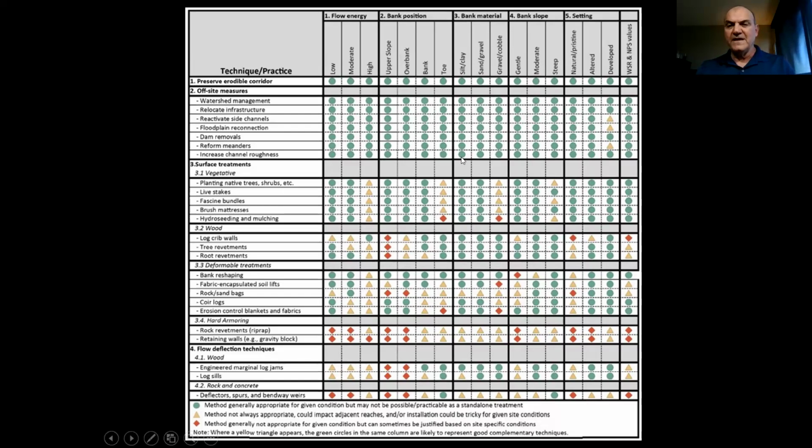So, again, we don't really have time to delve into the nitty gritty of this diagram. But if you are dealing with a bank erosion problem where you're considering the treatment type to use, then this is a chart you might want to look at in greater detail, explained in greater detail in the report as well.